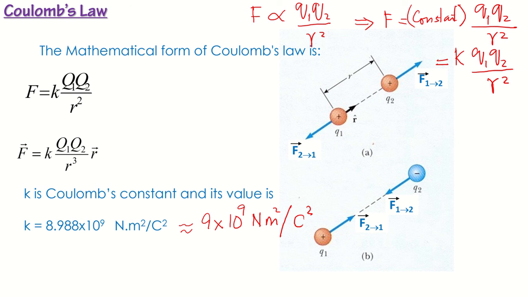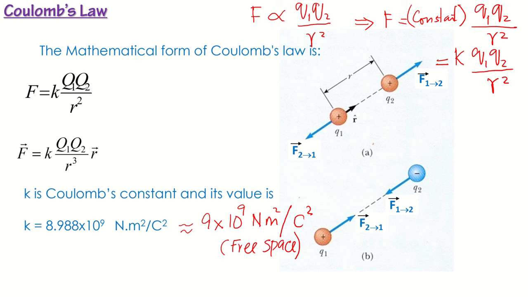This value depends upon the medium, and this value of k is for free space. Free space means the vacuum. For air and vacuum, we take almost the same value. So in air or in free space, the value of this k, which is called Coulomb's constant, is 9 times 10 to the power 9 Newton meter squared per Coulomb squared.